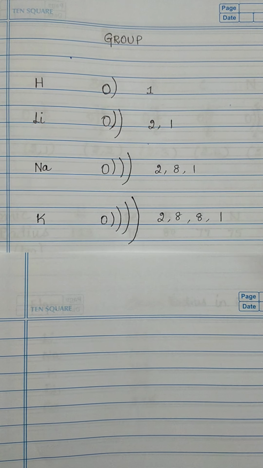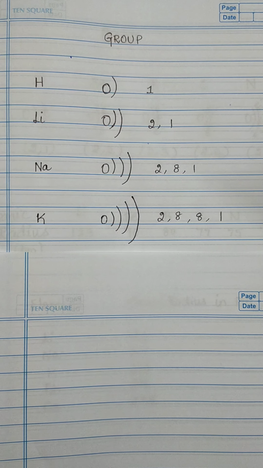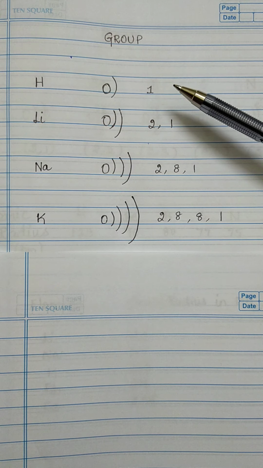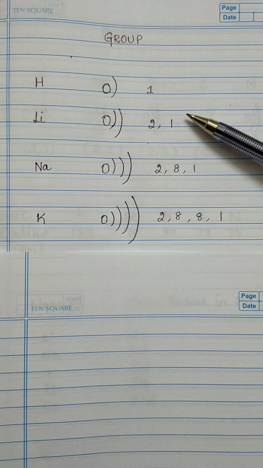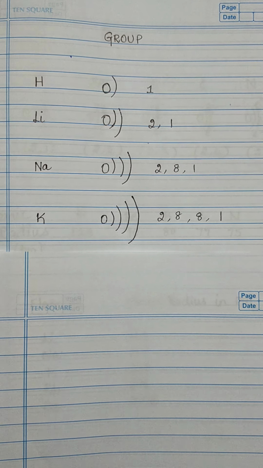Now if we consider the group, this is the first group elements: hydrogen, lithium, sodium and potassium. I have just listed 4 elements. If you check the valence electron, it is the same, 1, because it's the first group element.